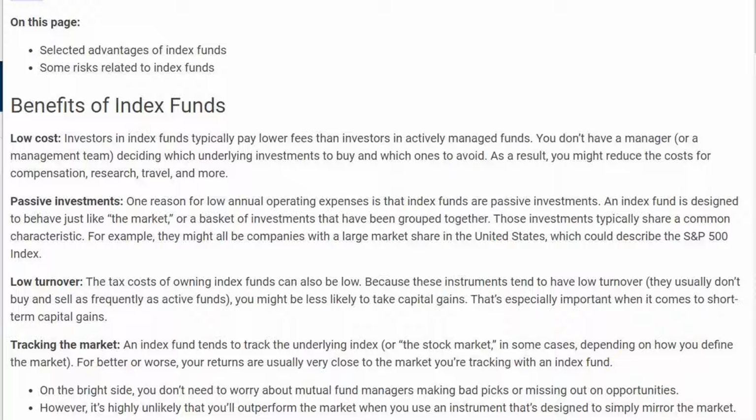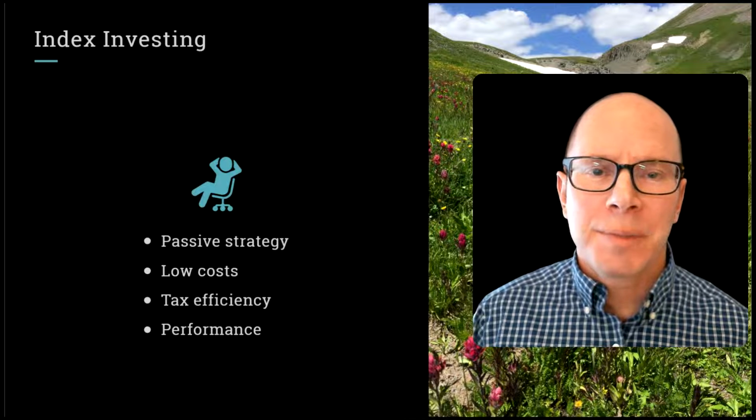So with indexing or passive strategies, you generally have the lowest costs. Tax efficiency is another biggie. If you don't have active management and instead you're just sticking with an index which doesn't change very often, then you're less likely to have unwanted tax consequences and surprises, but anything's possible. And performance is important to everybody.